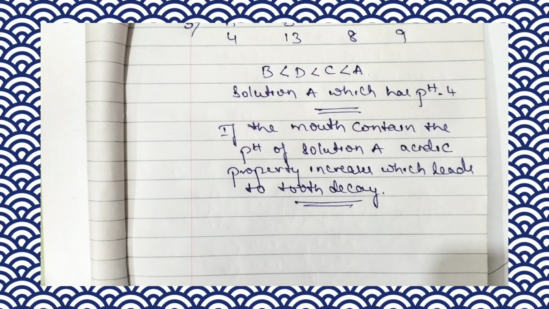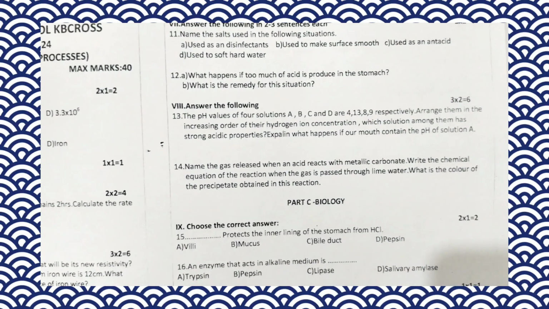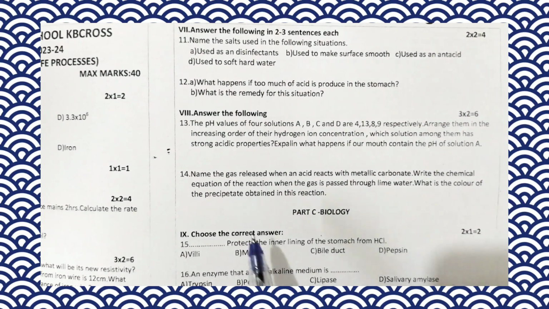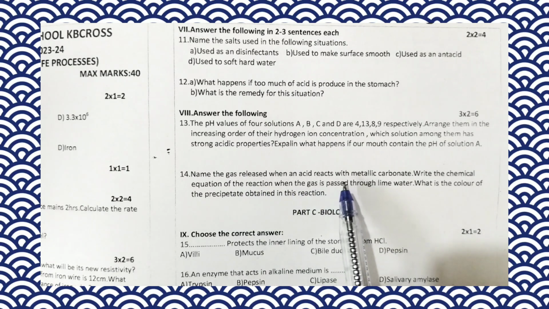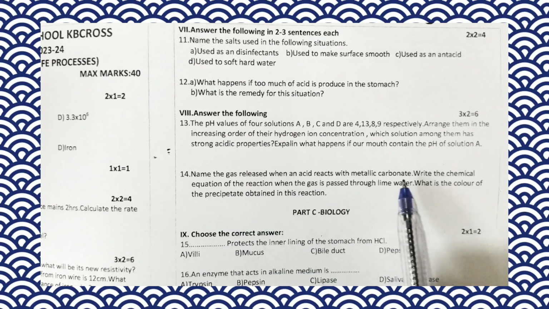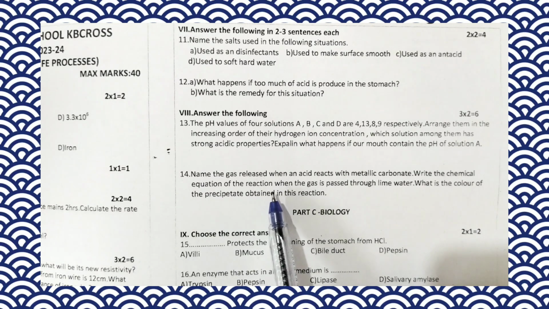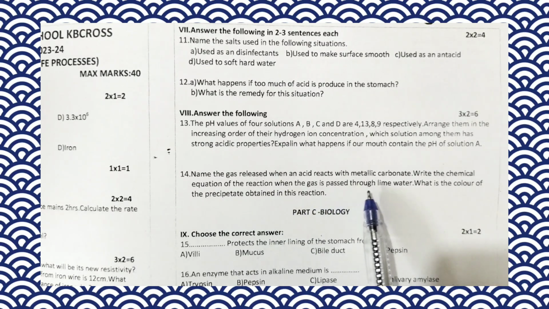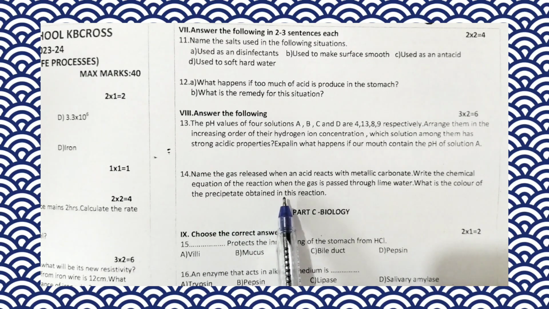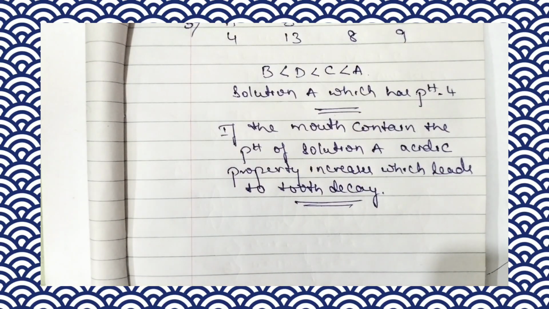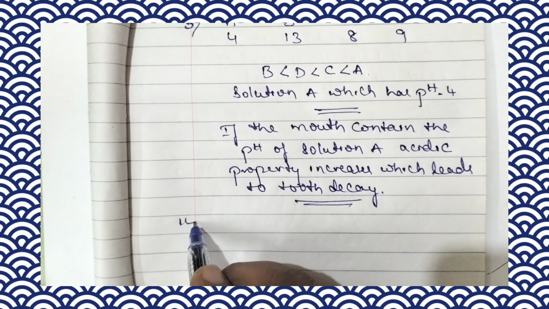Now let us move to the next question. Name the gas released when an acid reacts with a metal carbonate. Write the chemical equation of the reaction when the gas is passed through lime water. What is the color of the precipitate obtained in this reaction? So now let us answer one by one. So this is the 14th question.